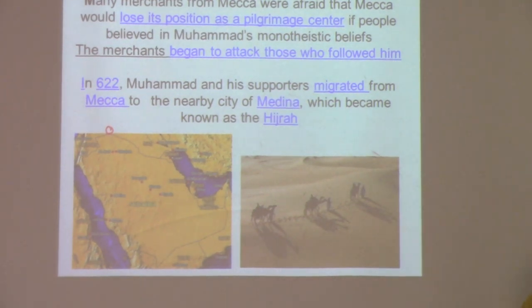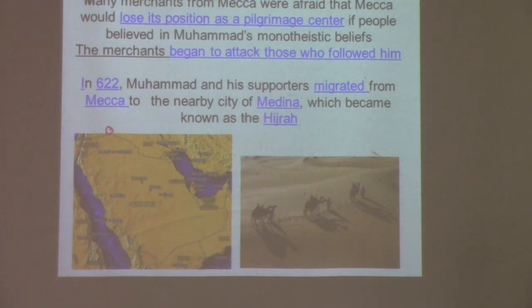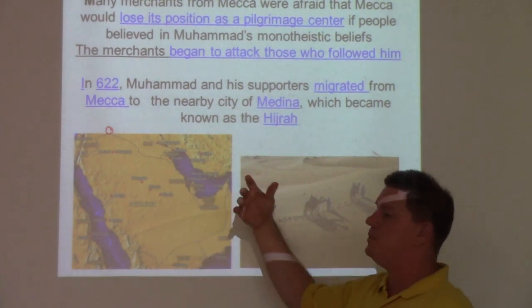He's costing them business. So after the death of his wife Khadijah, Muhammad is forced to flee from Mecca north to the city of Medina, where he is going to arbitrate a dispute over water rights. And this is in 622. And this is very significant because this is the start of the Islamic calendar. Muhammad's leaving Mecca to go to Medina.